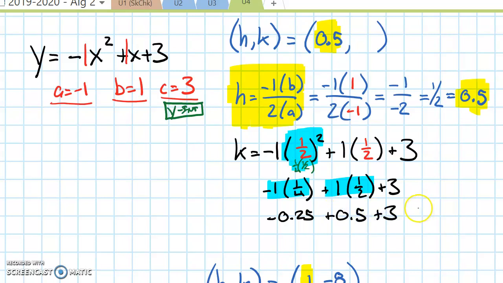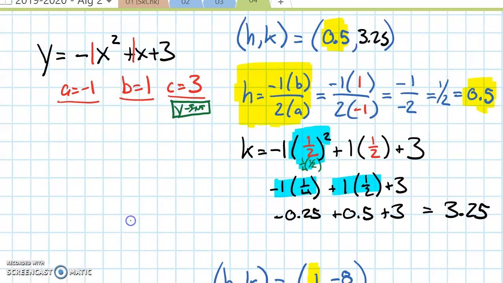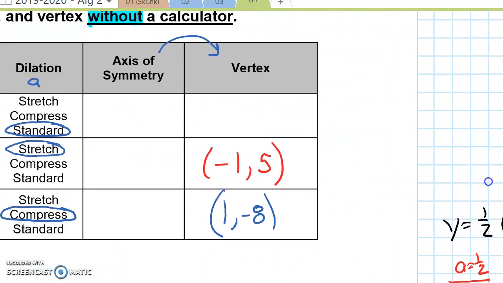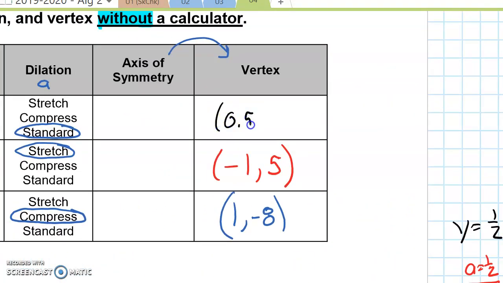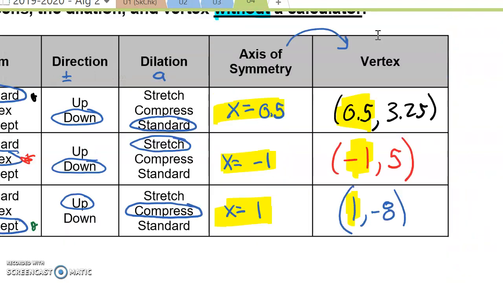So adding these all together, we get a k value of 3.25. So substituting this in, 0.5, 3.25. Now the axis of symmetry just goes through the x value of the vertex, so our axis of symmetry is going to be equal to the x value, or the h value, of the vertex here, as you can see.